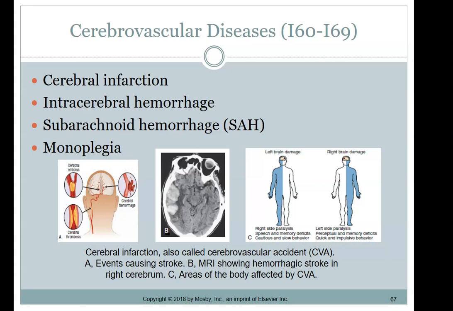The intracerebral hemorrhage is an escape of blood within the tissues of the brain. A subarachnoid hemorrhage is an escape of blood into the cavity between the arachnoid membrane and the pia mater, covering the CNS. Monoplegia is a paralysis of one limb on the left side or right side of the body.